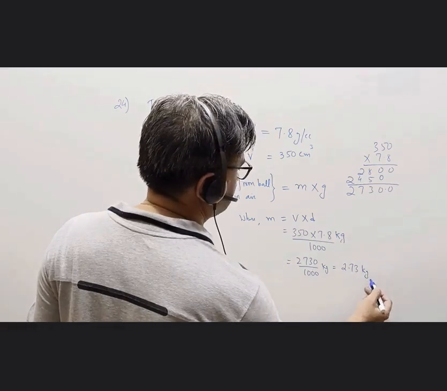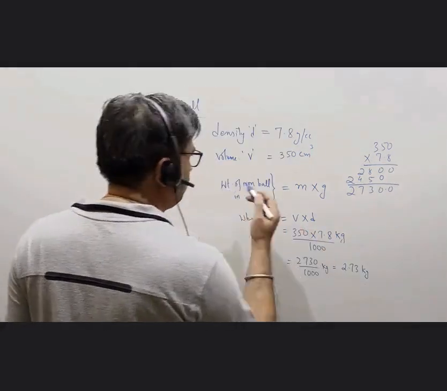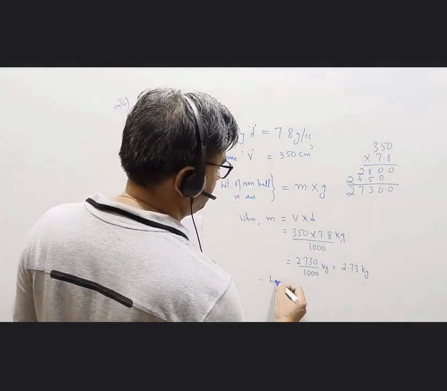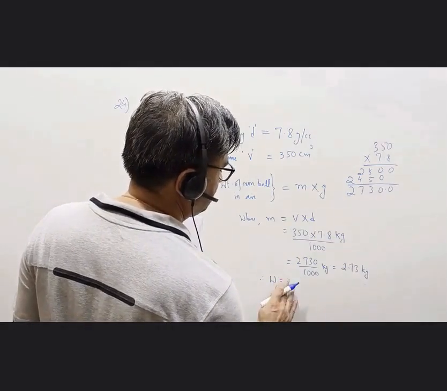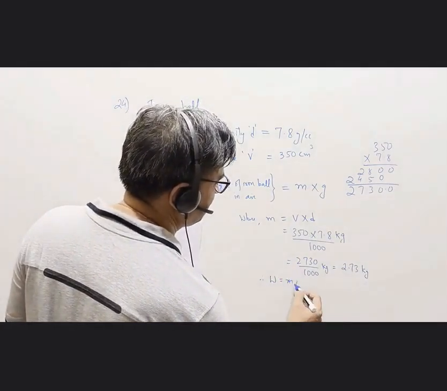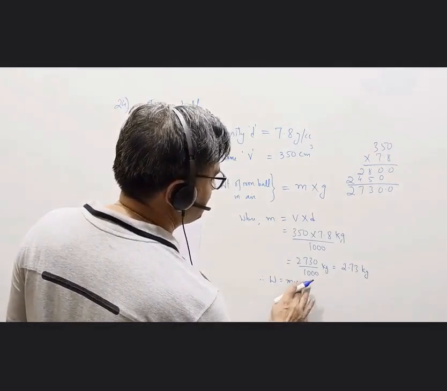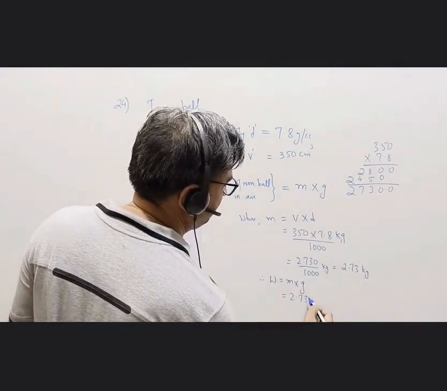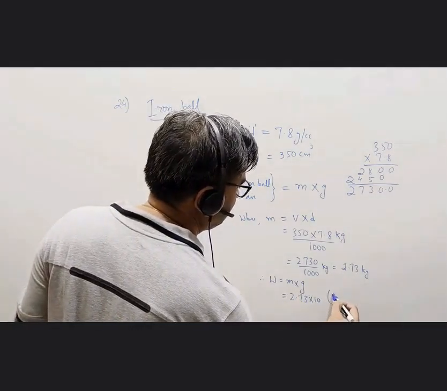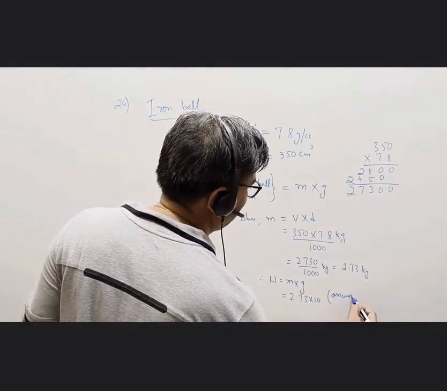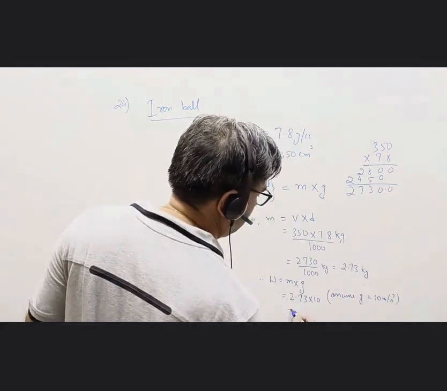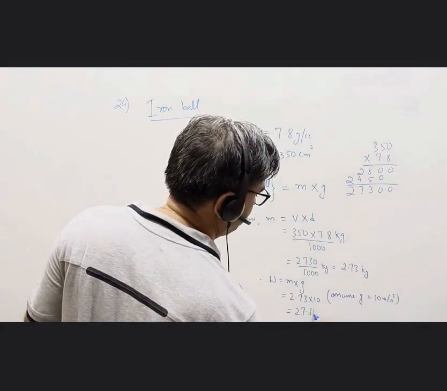Now weight will be, therefore the weight will be mass times acceleration due to gravity, and this will be 2.73 into 10. You can assume the value as 10. Assume g is equal to 10 meter per second square, and that makes it 27.3 newtons.